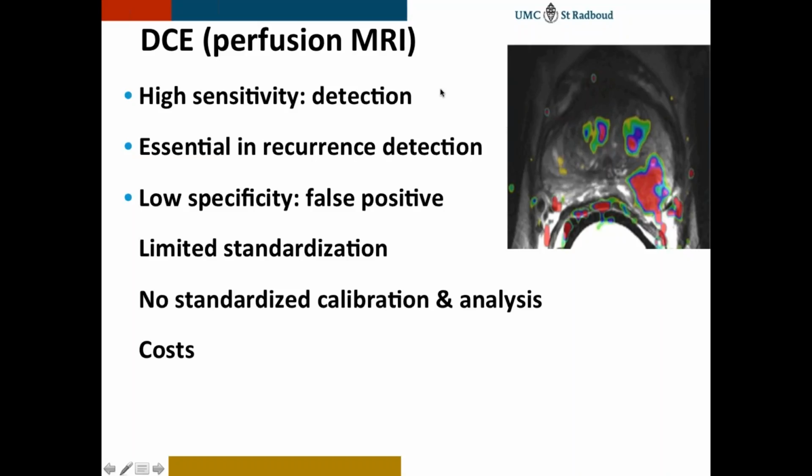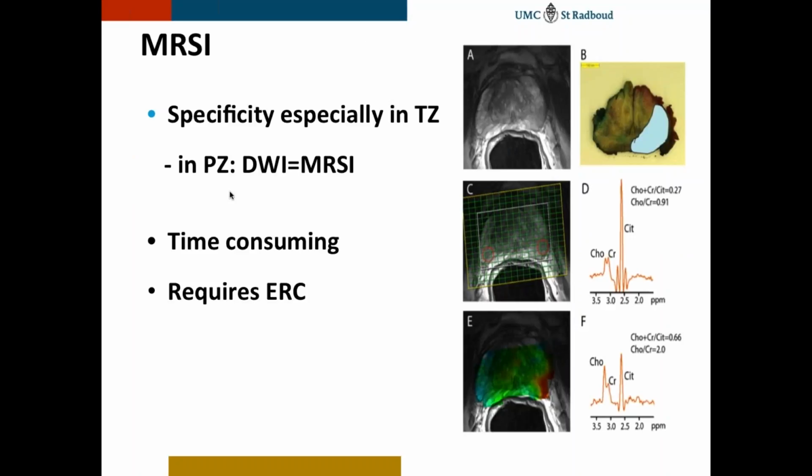So quite often, if you have a patient coming back with a PSA relapse after, for example, external radiotherapy, perfusion will give you the answer to find and localize the lesion. However, it's very sensitive, and the downside is that it has a very low specificity. There's limited standardization. You need tools to analyze those contrast enhancement curves, and of course there are costs involved in using contrast agents.